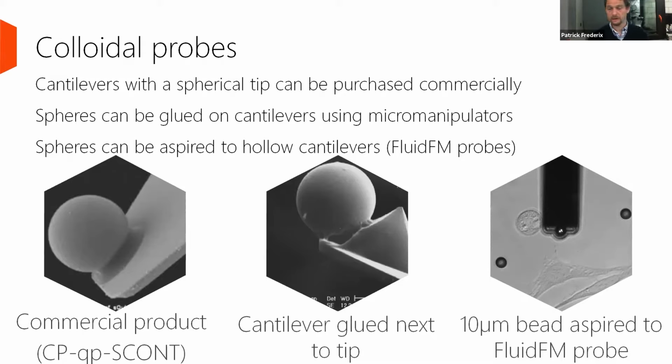And finally, it is also possible to reversibly attach a bead to a cantilever if that cantilever is hollow. So we use FluidFM a lot, and with FluidFM you can aspire beads to a cantilever. In the optical image you see an example of a 10 micrometer bead aspired to the cantilever. And the nice thing about this is once this bead is corrugated, you can just remove it by applying an overpressure and then pick up one of the other spheres, colloidal particles on the surface and continue your measurements.